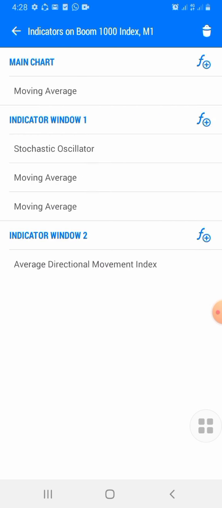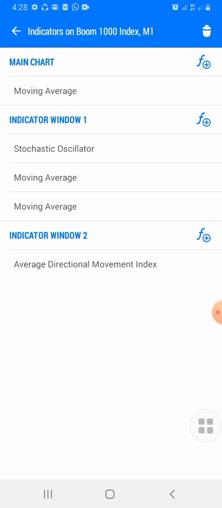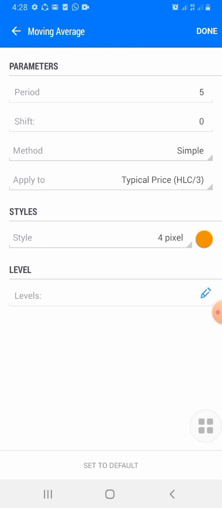Now the next thing is the moving average. This is moving average period 2, shift 0. Method is simple, apply to typical price HLC/3, and I choose 4 pixels of purple. All right, that is it. And the next moving average here is period 5, shift 0. Method is simple, apply to typical price HLC/3, and I choose 4 pixels of brown. You can choose any color that you want, and once that is done, you are set to go.